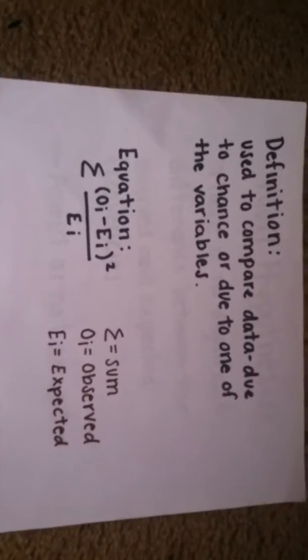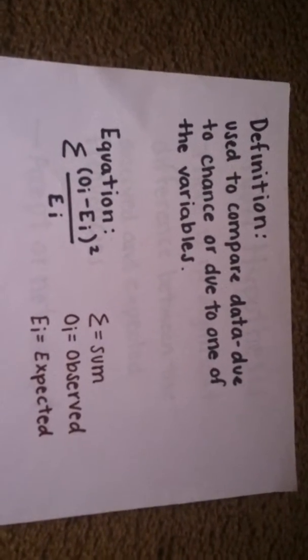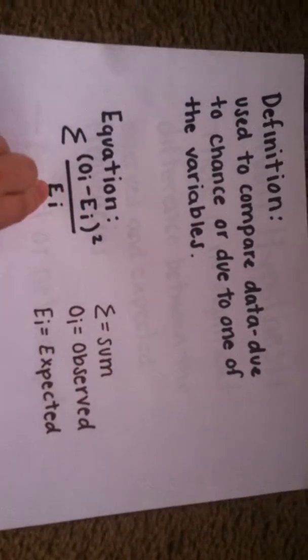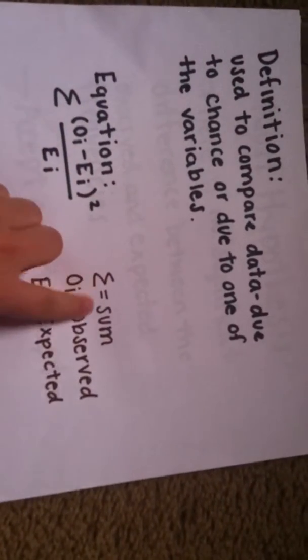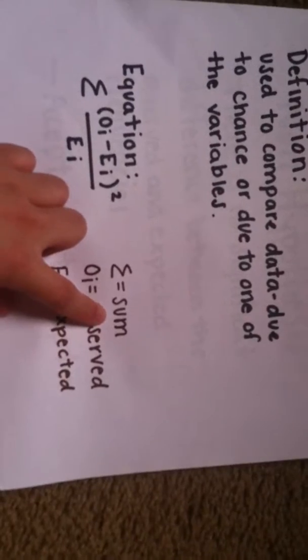I'm going to be doing the chi-square tutorial test. Chi-square test is used to compare data if it's due to chance or due to one of the variables. The equation is summation O minus E squared all over E. Summation stands for sum, so you're going to add all equations together, and O means observed and E means expected.